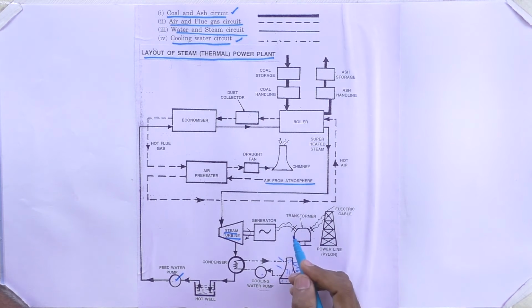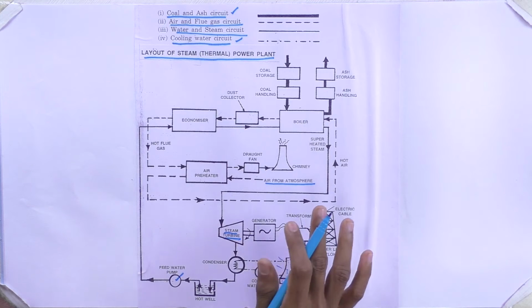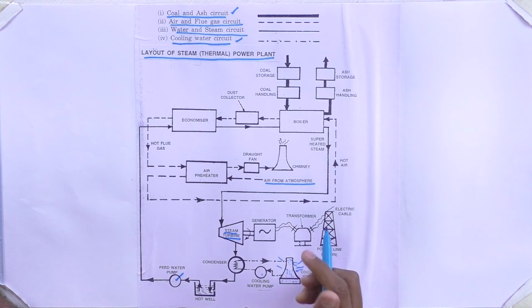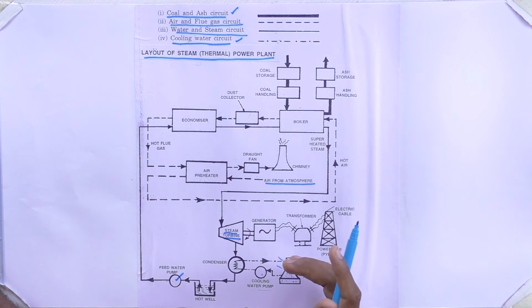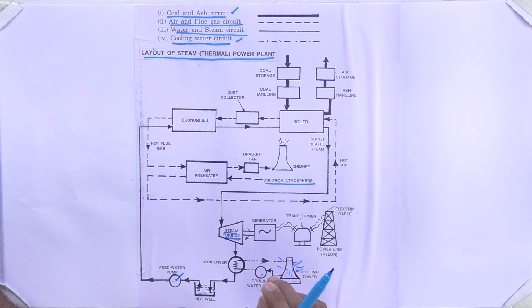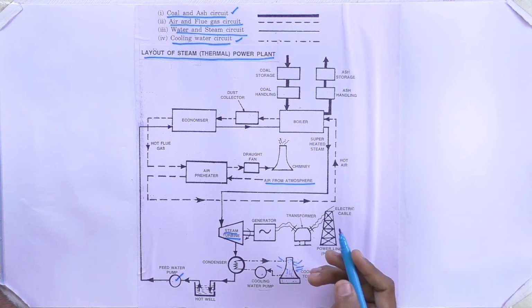The main advantages of the thermal power plant: the initial cost of construction of the plant is low when we compare it with the hydroelectric power plant. The power plant may be located near the load center, so that the cost of transmission, which is very important, and the losses due to transmission are considerably reduced.